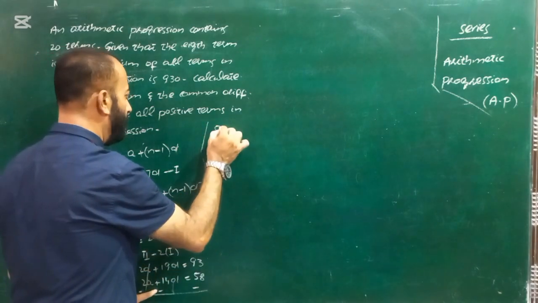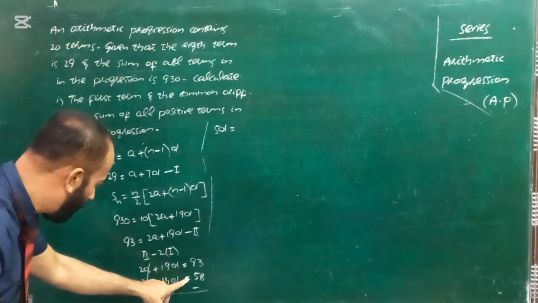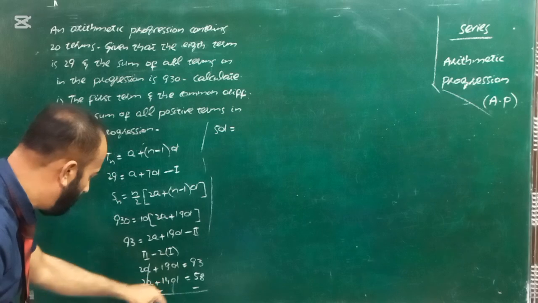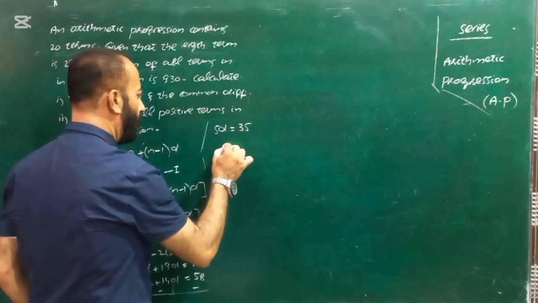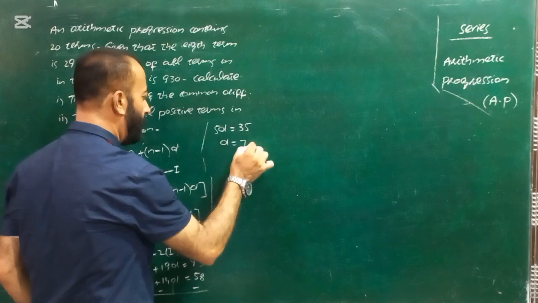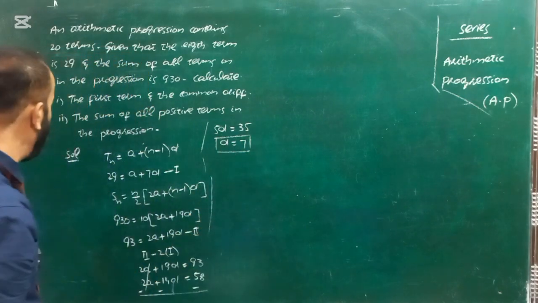So 5d is equal to 35. So d will be equal to 7. So this is the difference that is obtained.